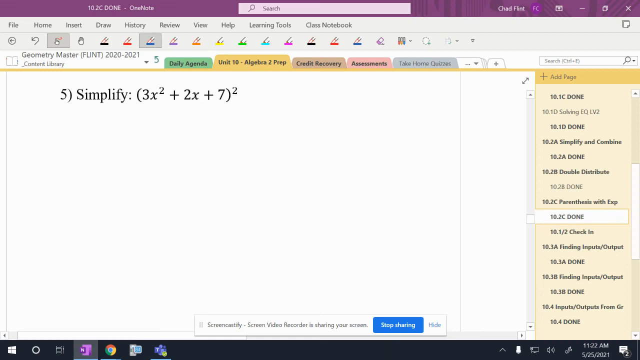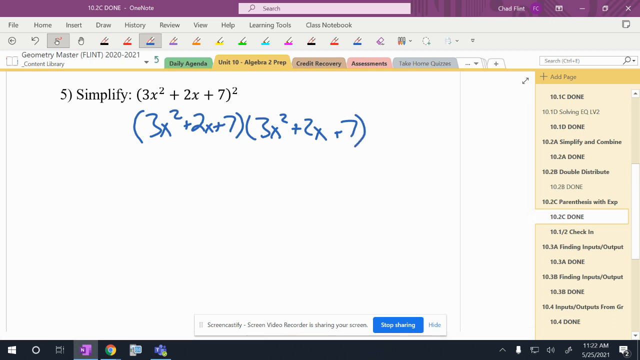So nothing changes when we have something that has three terms in it. It's still squared. That still means write it twice. So (3x squared plus 2x plus 7) squared. And the reason we write it twice is because we're squaring it. So I have that going on right there.